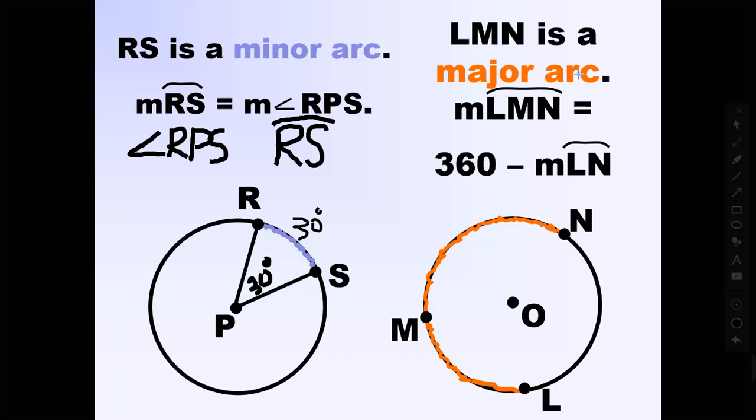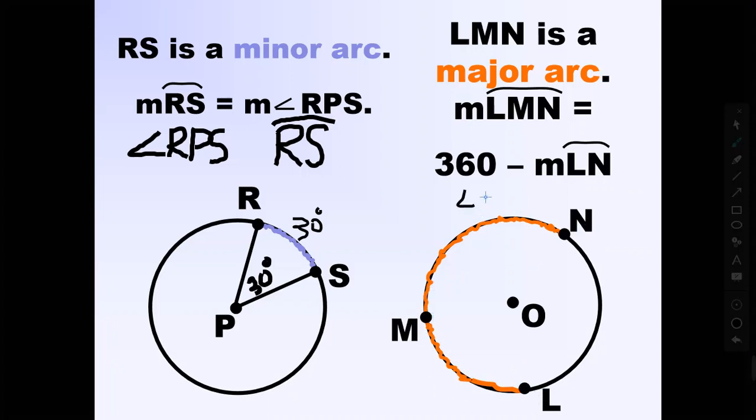So let's look at the major arc. So we can tell LMN. This is the difference between the minor arc and the major arc. The minor arc is less than 180 degrees. We only use two letters to represent the minor arc. But for the major arc, we need to use three letters. So this major arc we can tell is LMN.